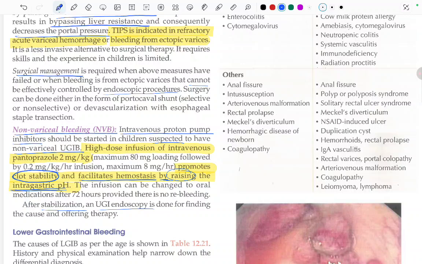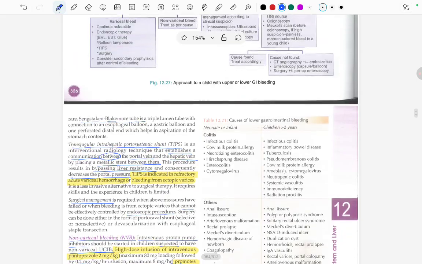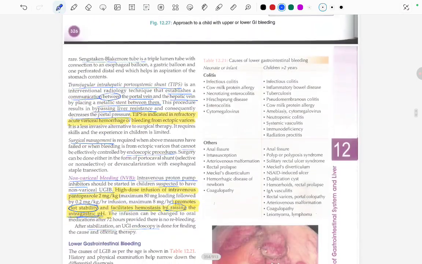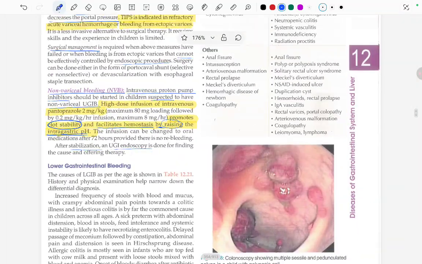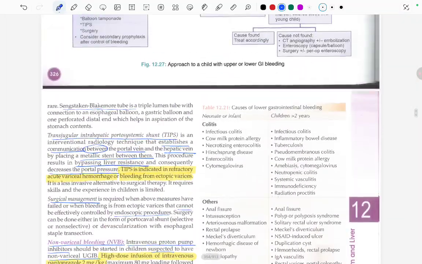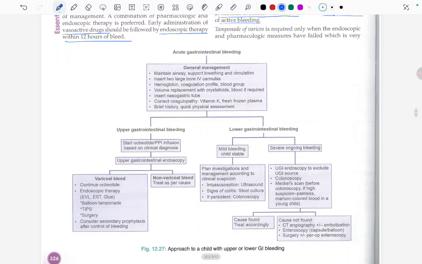And later on we have to start the infusion 0.2 mg per kg per hour. This was how we treat patients with non-variceal bleeding. Now first we read about the upper GI bleed and we saw all the causes also. This is something which is left.